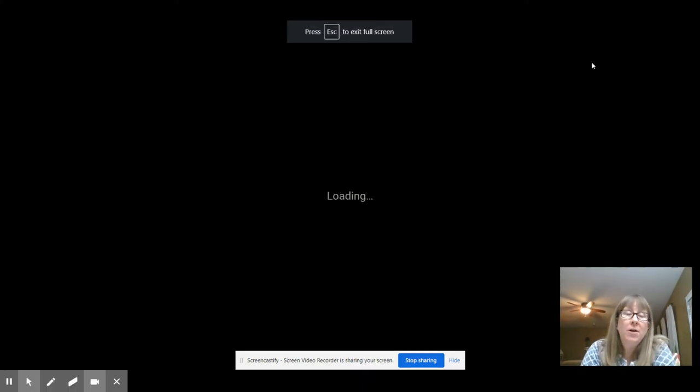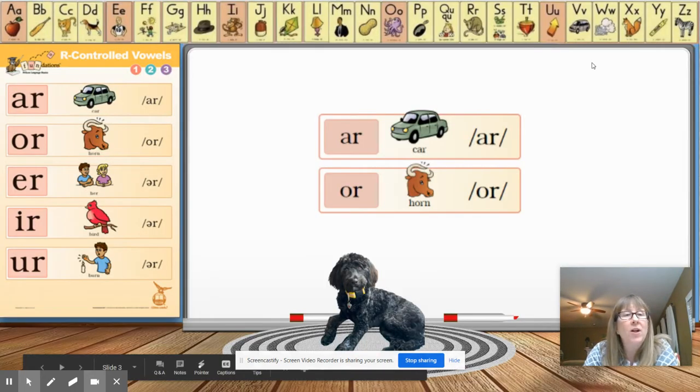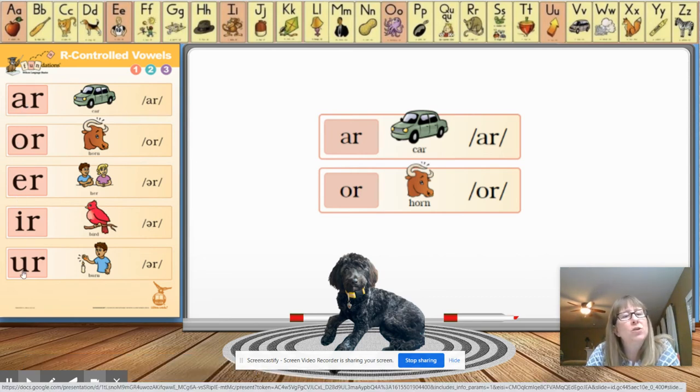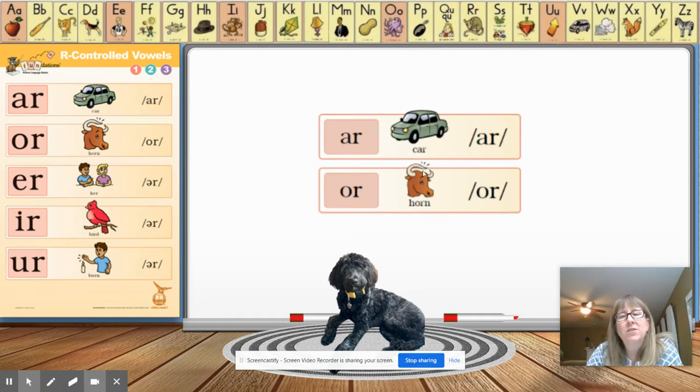Remember, guys, we've been talking about our control vowels. Our control vowels are when our vowels are followed by an R. So here are our vowels, A, O, E, I, and U. And after each of those vowels is the letter R. That makes them an R-controlled vowel. The two we're talking about this week are AR and OR. AR says ar as in car. OR says or as in horn. We knew that one, right?